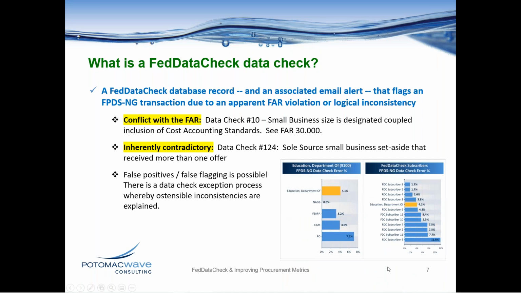Another thing we do with FedDataCheck is we aggregate the percentage of errors, so how many out of 100 transactions, what percentage of them have one or more errors in them. So the numerator would be transactions with one or more errors. The denominator is all transactions. And we give you a percentage for your department as well as agency, suborganization, and bureau, and you get to compare it to our other subscribers. So benchmarks for how well you're doing with your FPDS-NG data quality.